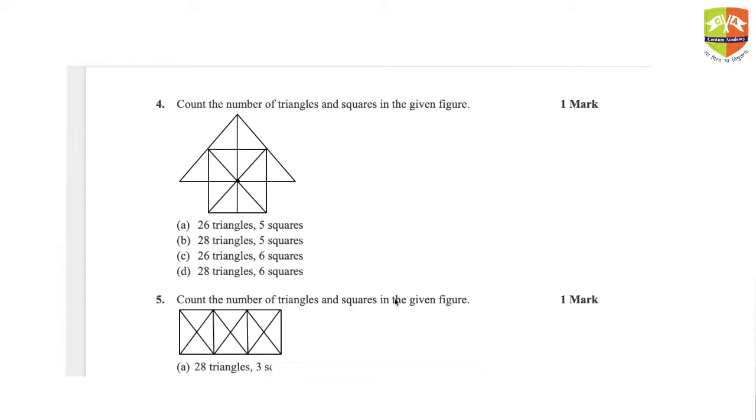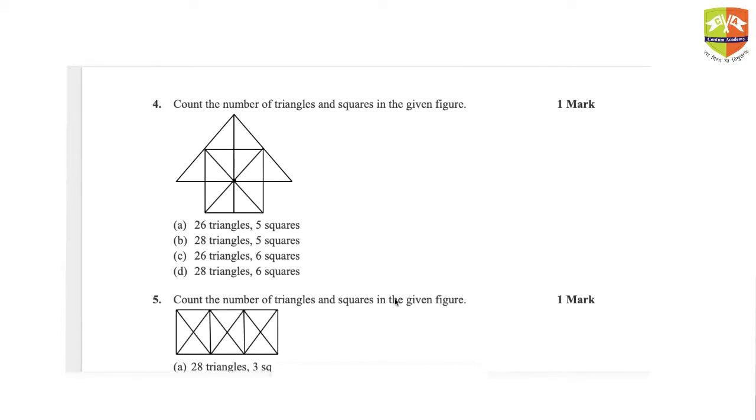To solve this question, I will start marking: suppose this is A, this is B, this is C, this is D, this is E, this is F, this is G, this is H. To do this kind of question, you always have to mark the vertices. I have not marked 3 vertices here. So this is I, this is J, this is K, and this is L. I have marked several vertices here. Now you have to calculate how many triangles and how many squares there are.